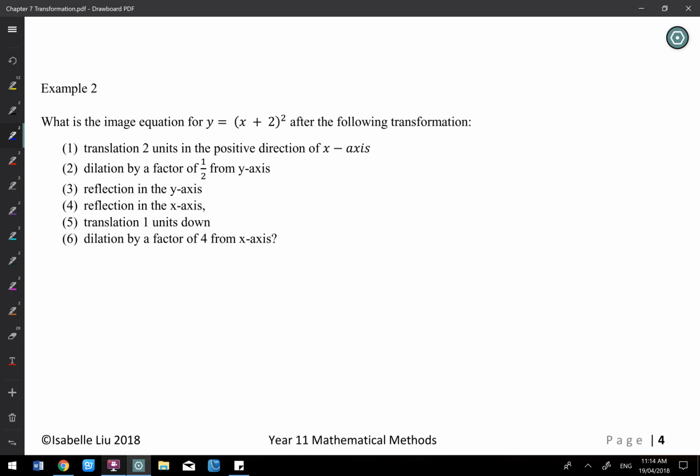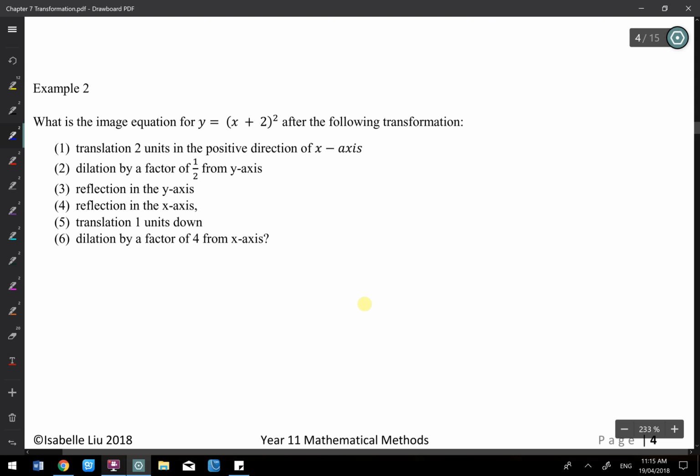Okay, so let's have a look at this question, what type this question belongs to. So question 2 says, what is the image equation for this quadratic after the following transformations in this particular order? Okay, in this particular order, you can't do 1 and then 3 and then 4 and 5. So in this order, we have this original function. After this transformation, we want to see what's the resultant function.